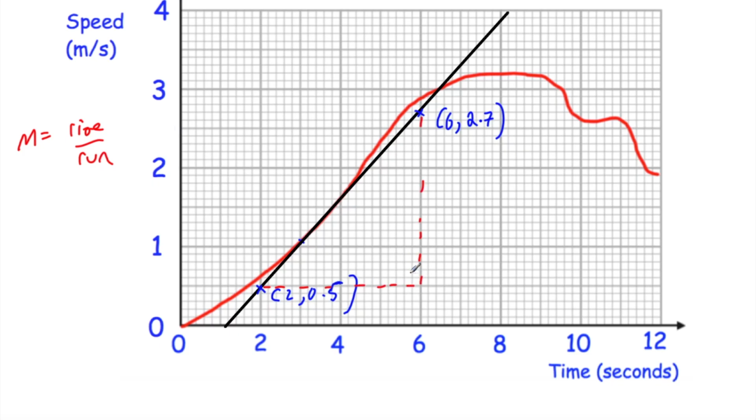Okay, so that's our right angle triangle. The run, we're going from 2 across to 6 across, so that's going to be 4. The run's 4. And in terms of the rise, we're going from a height of 0.5 up to 2.7. So the rise would be 2.2. So we've got the rise and the run.